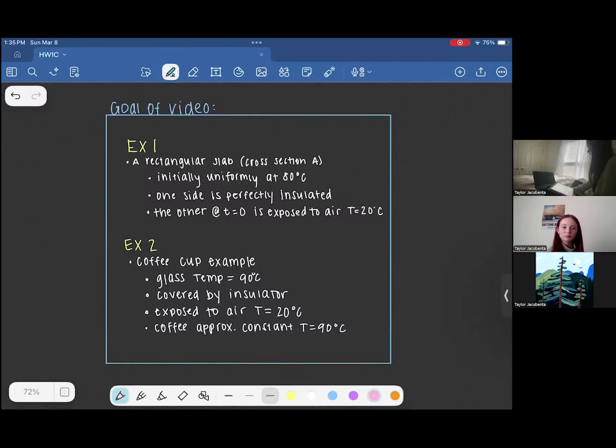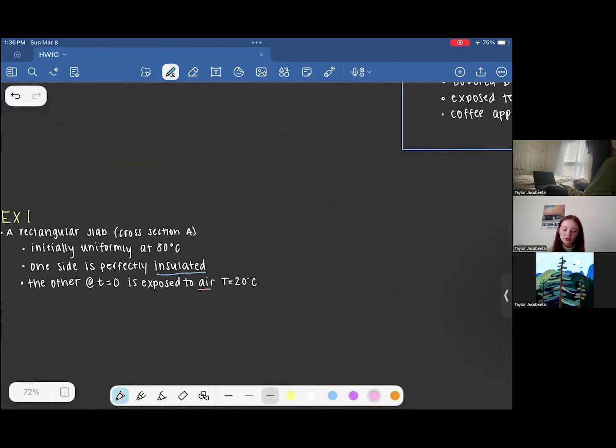Everybody, so my voiceover recording did not work and the audio got lost through this video, but instead I'm going to do voiceover. So today we are going to be looking at two examples of a rectangular slab with a cross-section area. We're going to look at those initial conditions, and then we're going to use a coffee cup example. So let's get into our first example here.